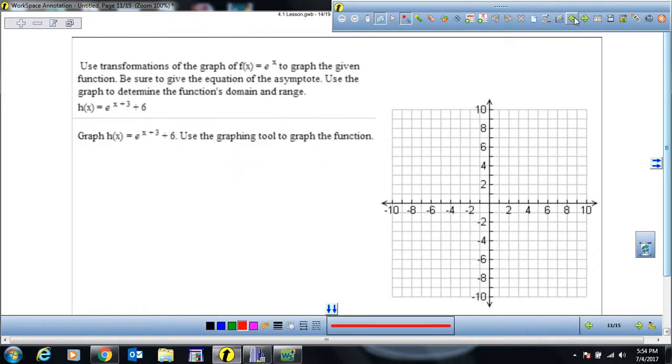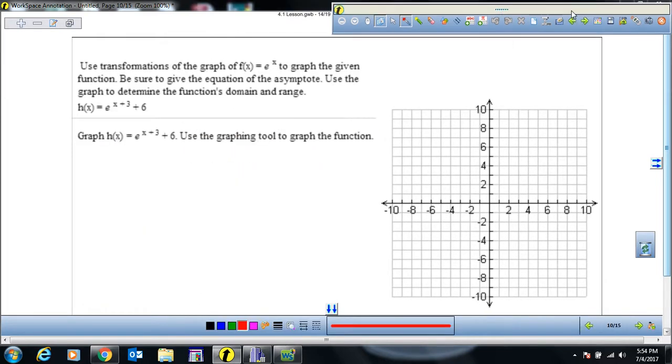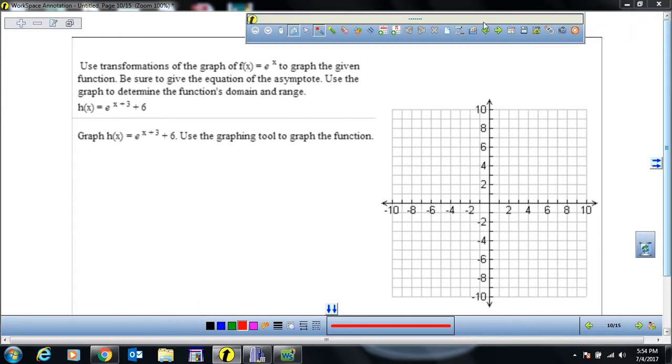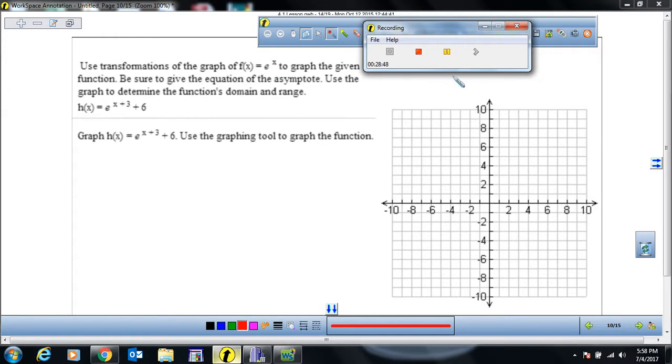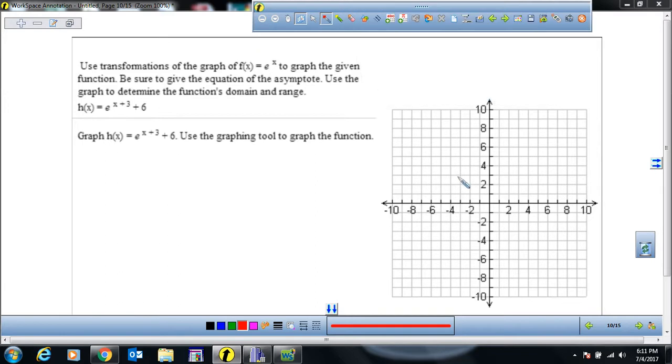So we are going to graph now this function right here. Use transformations of the graph of f of x equals e to the power of x to sketch the graph of h of x equals e to the power of x plus 3 plus 6. Alright, so let's begin by graphing f of x equals e raised to the power of x.